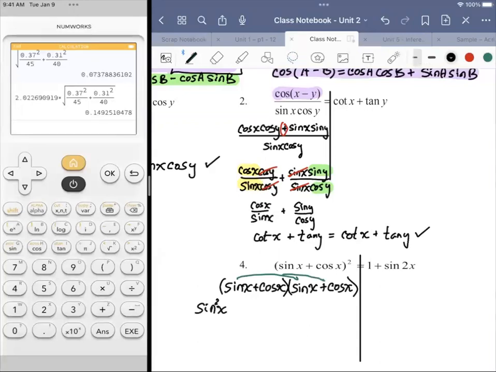Oh, sorry, sine squared X, sine times sine, plus sine X cosine Y. I just did the exact same thing I told you not to do. Be careful. This is all in terms of X. There's no Y in there. So I misspoke. Sine squared X plus sine X cosine X.